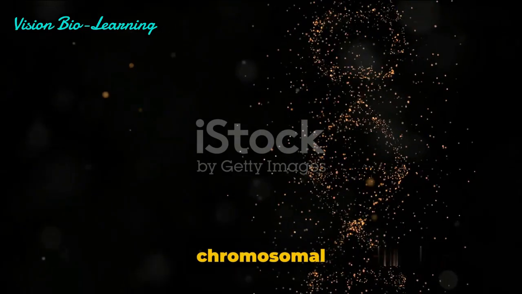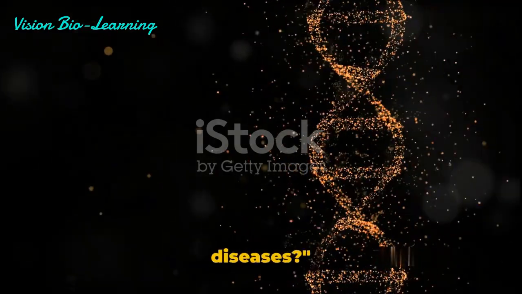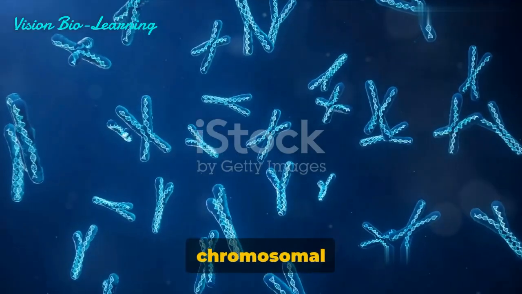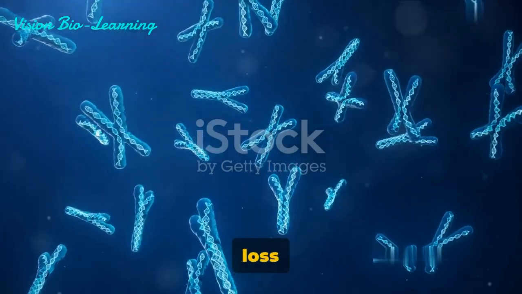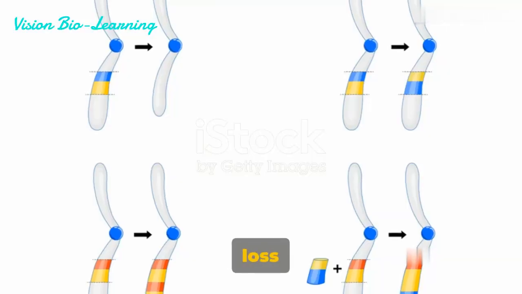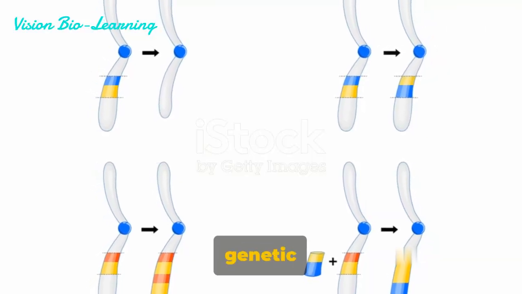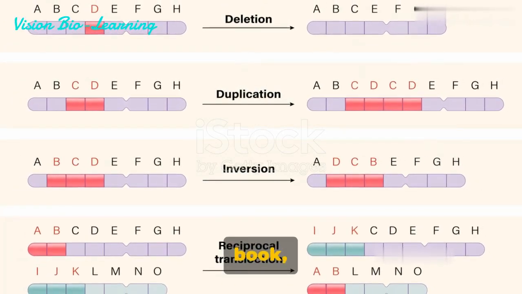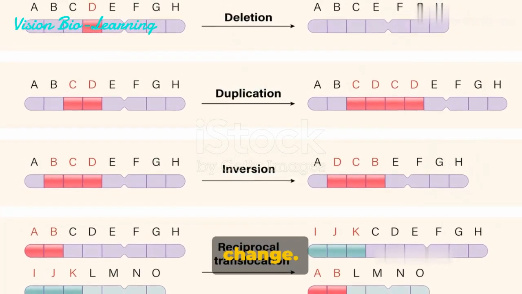Ever wondered how chromosomal deletions impact genetic diseases? In the realm of genetics, deletion refers to an intriguing chromosomal anomaly that results in the loss of genetic material. This loss can give rise to a wide array of genetic conditions and diseases. It's a bit like removing a chapter from a book. Suddenly, the whole story can change.